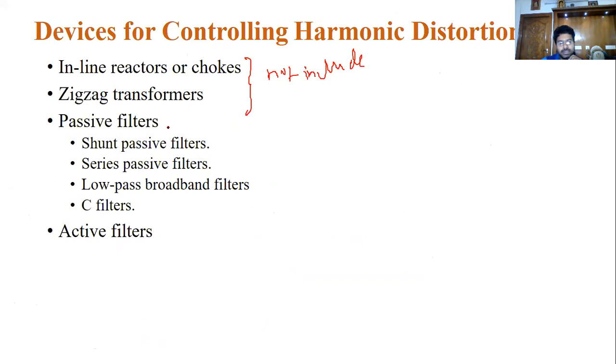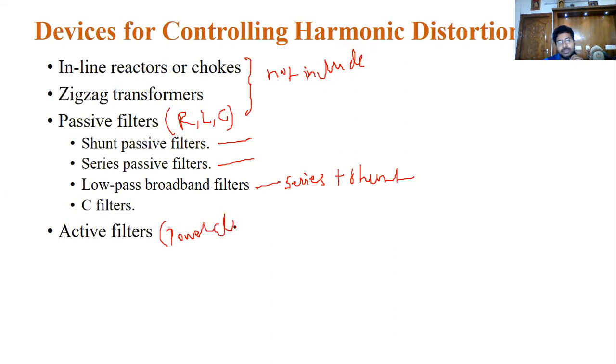In the last class, we already completed the shunt passive filters, series passive filters, and the low pass broadband filters, which are the combination of series and shunt. Passive filters are designed using resistance, inductance, and capacitance, while active filters are designed using power electronic based elements.